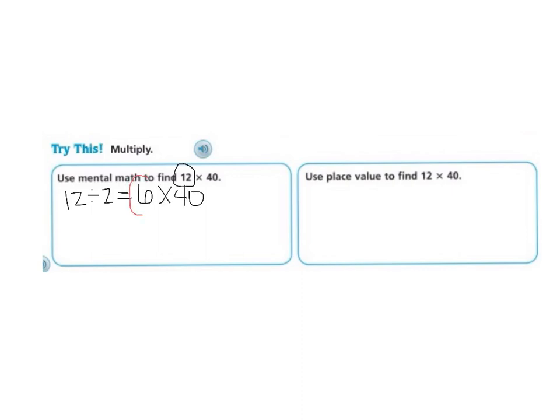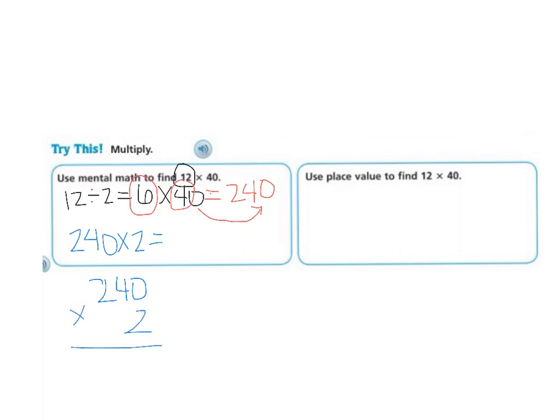I'm going to pull out my two numbers that I know, 6 and 4. 6 times 4 is 24. And then I'm going to bring my 0 over, so I get 240. And then since I did half, now I am going to double. So I should have 240 times 2. I'll do that over to the side so we can see it. 240 times 2. 2 times 0 is 0. 2 times 4 is 8. And 2 times 2 is 4. So my answer to 12 times 40 is 480.